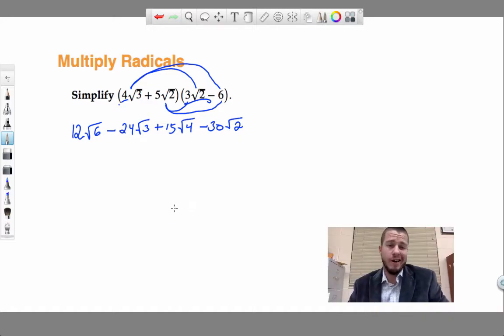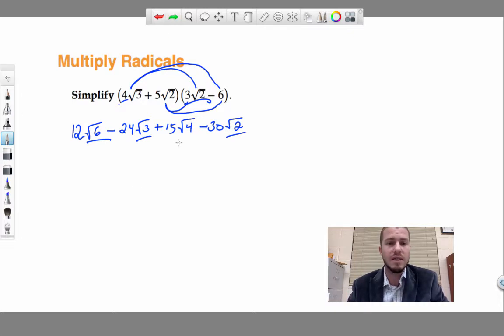All right, change of scenery here. So now we can go ahead and combine our like terms and simplify. Well, none of these are like terms. I have a square root of 6, that doesn't simplify. A square root of 3, that doesn't simplify. And a square root of 2, that doesn't simplify. This square root of 4 does simplify, but it simplifies to just 2. Not the square root of 2, but 2.